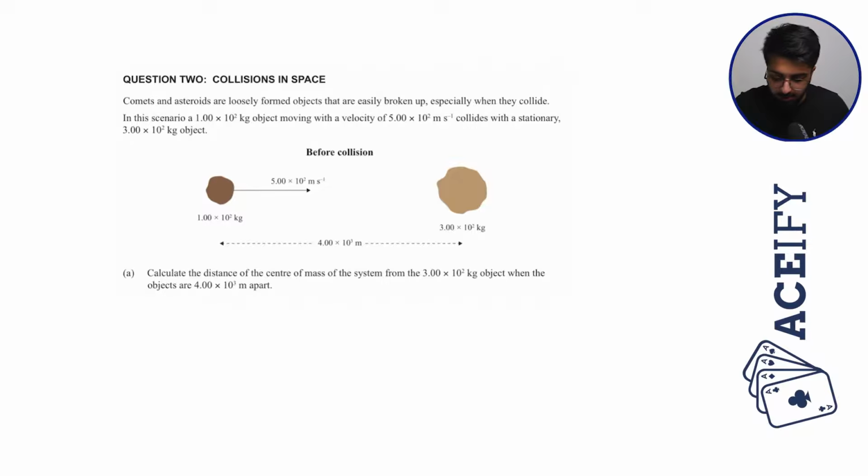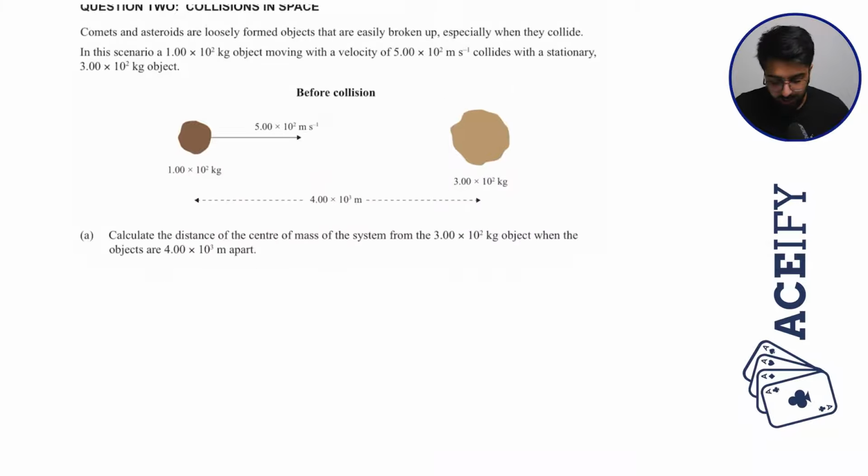Comets and asteroids are loosely formed objects that can easily be broken up, especially when they collide. In this scenario, a 100 kg object with a velocity of 500 meters per second collides with a stationary 300 kg object, okay? Calculate the distance of the center of mass of the system from the 300 kg object when the objects are 4,000 meters apart.